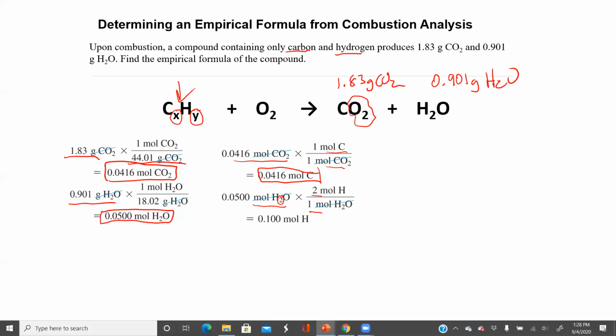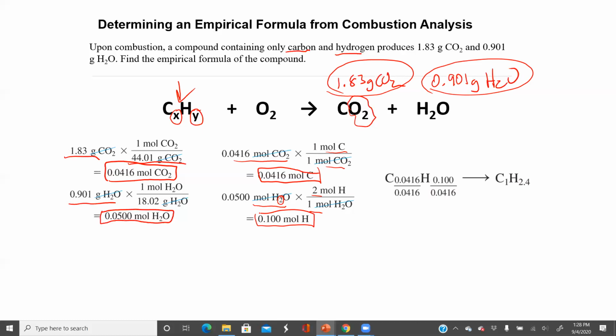But what this does is from converting the grams of CO2 to moles of CO2 and moles of carbon and converting the grams of H2O to moles of H2O and now moles of H, I can use that as mole ratios. And as in the earlier videos, what do we do for mole ratios? We pick the smaller mole ratio and divide it into, oh, whoops, I circled the wrong one, look at that. We pick the smaller mole ratio and we divide it into both. So the smaller mole ratio is 0.0416 moles of carbon. I divided it into both and I end up getting for carbon 1, but unfortunately for hydrogen, I get a mole ratio of 2.4.